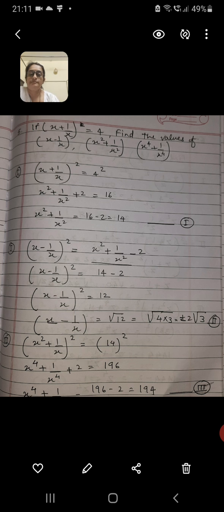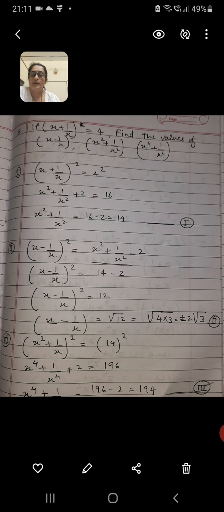Now we have to decide which value we have to find out first. So we know that x plus 1 upon x value is 4. So let us square both these numbers. Left hand side and right hand side both are squared. So that gives us (x plus 1 upon x) square, that identity we have learned, that is 13th identity: x square plus 1 upon x square plus 2, and 4's square is 16.